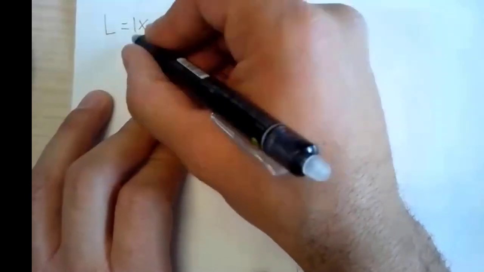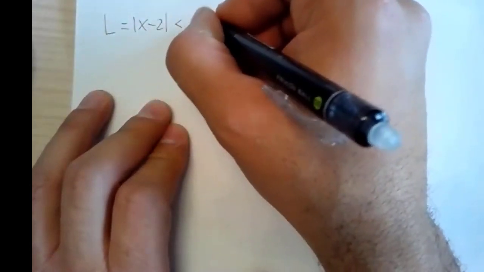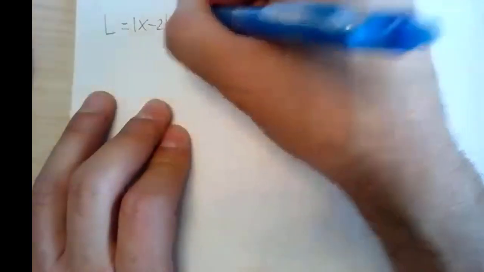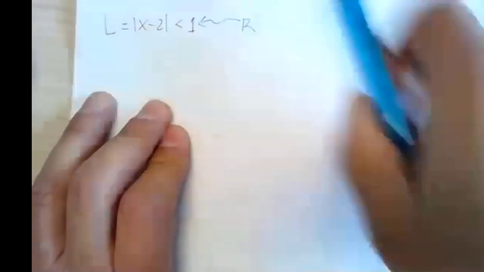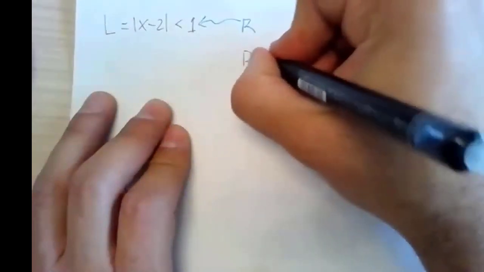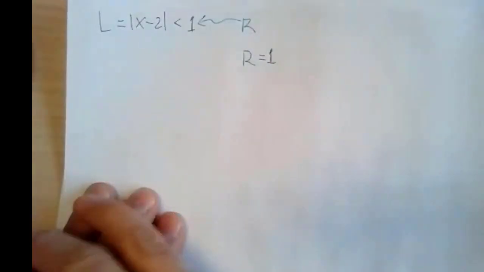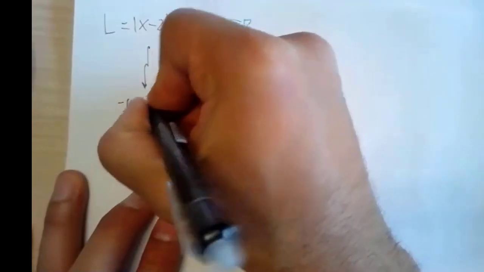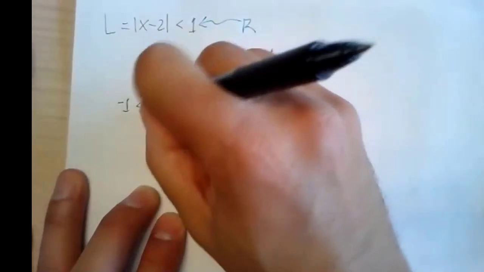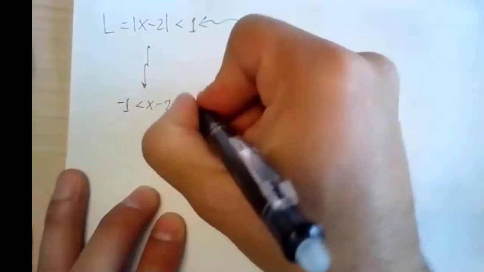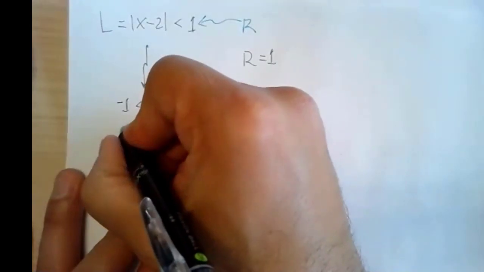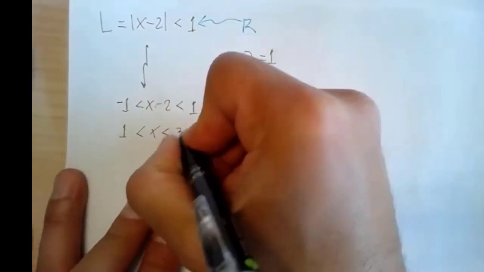Like I said, whenever you figure it out like this, absolute value of x minus a less than some number, this number over here is R. So we're already done with the radius of convergence. The radius of convergence is 1. You can solve the inequality to figure out the endpoints of the interval of convergence. So you change this to minus 1 less than x minus 2 less than 1, and then add 2 to both sides. So this will be 1 less than x less than 3.